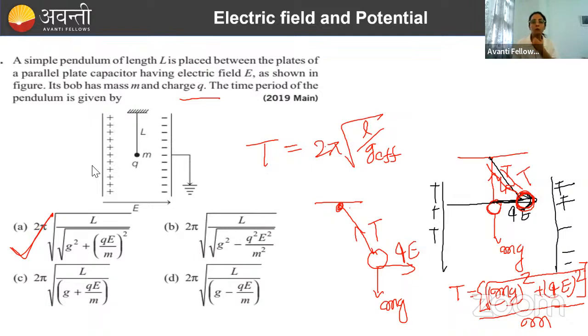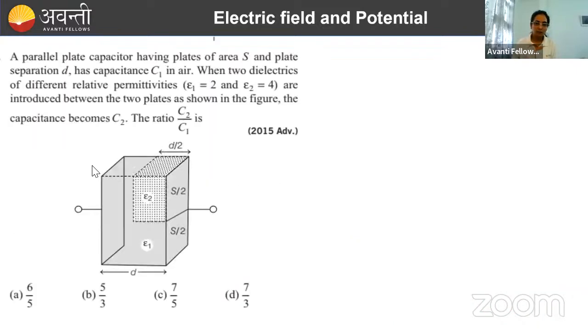Done. So how do we calculate g effective in the case of a simple pendulum? Simply see tension is equal to which force. Whatever force you are getting, divide that by m. That will give you g effective.